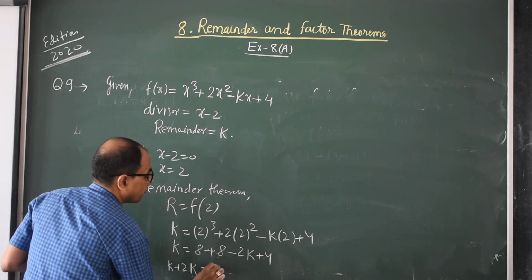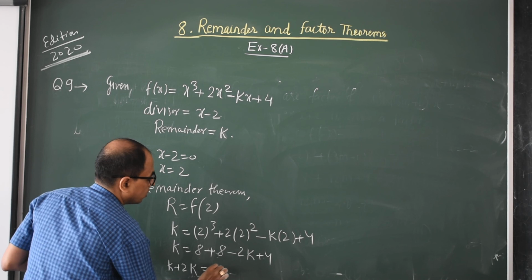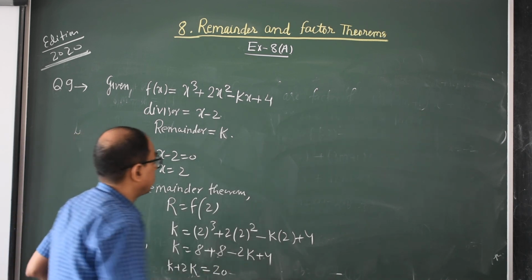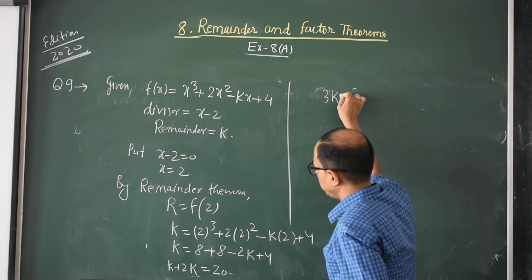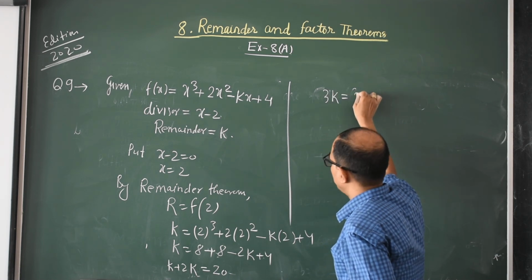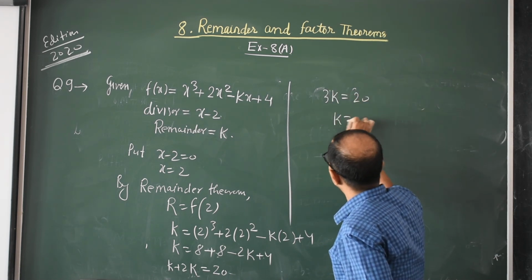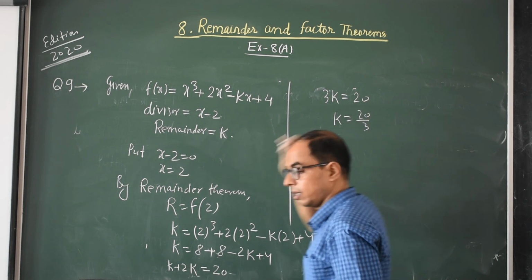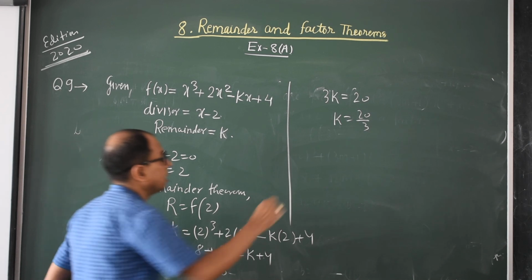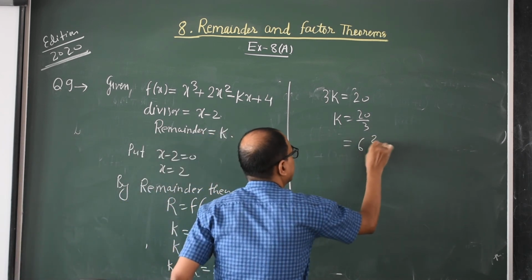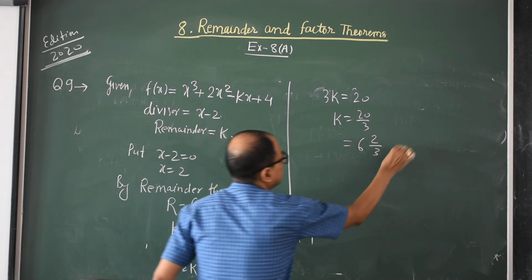This is 20. So the value of 3k is equal to 20. So k is equal to 20 by 3. So this is the value of k. You can write it as 6 whole 2 by 3. This is the answer.